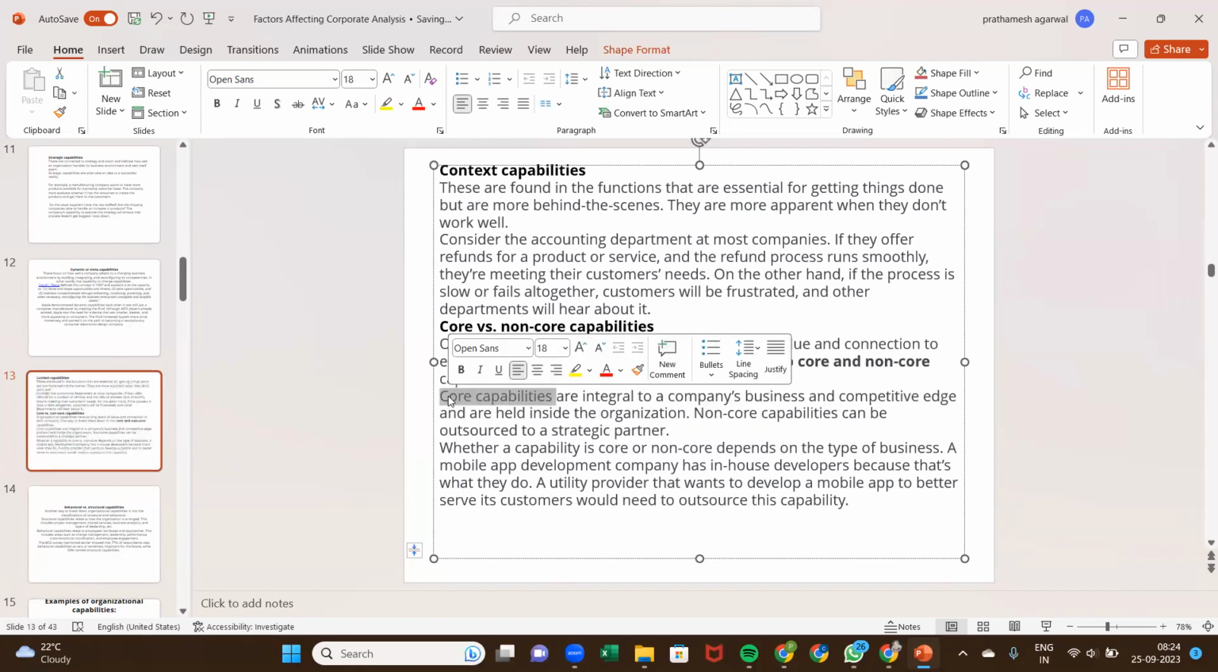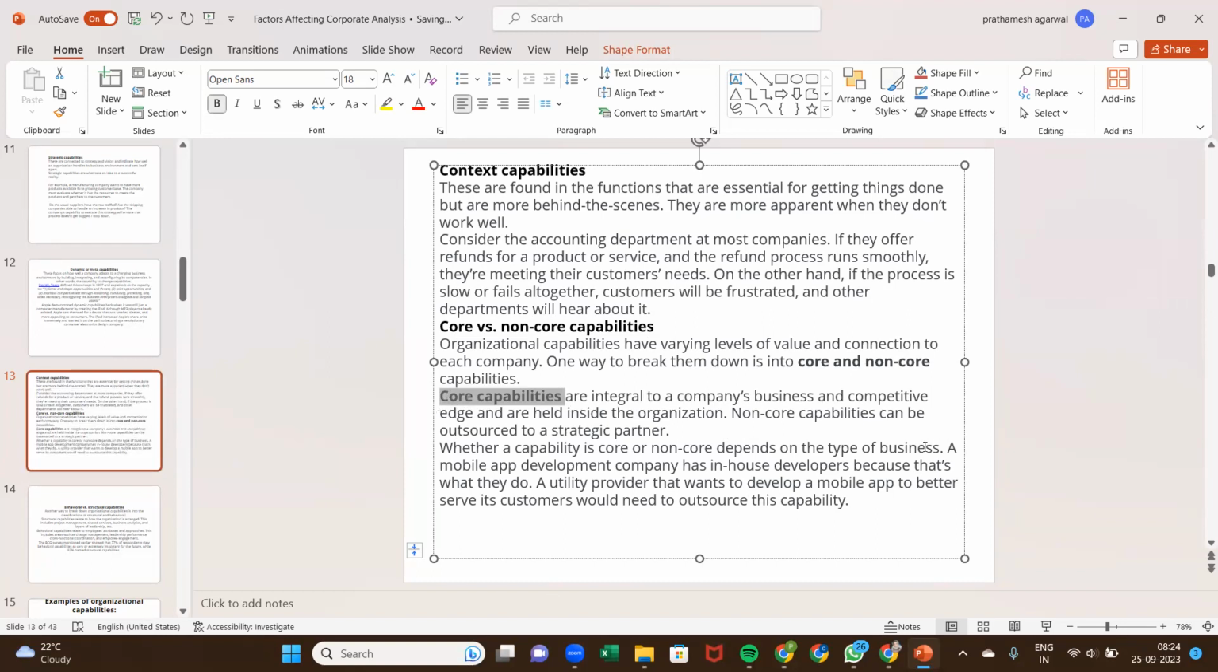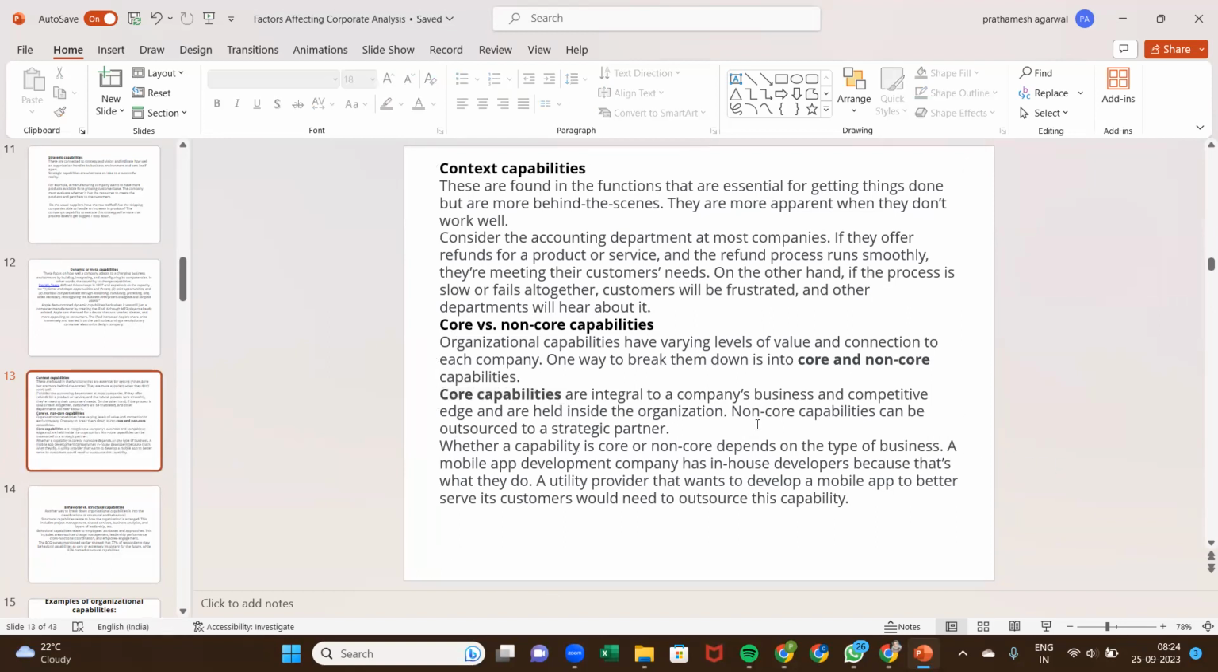Now, core capabilities are integral to the company's business and competitive edge. Competitive edge means, again I repeat, what uniqueness do we have over the other companies, and these are held inside the organization. So core capabilities are inside the organization, that is, within the internal environment of the company. Then non-core capabilities can be outsourced to a strategic partner.